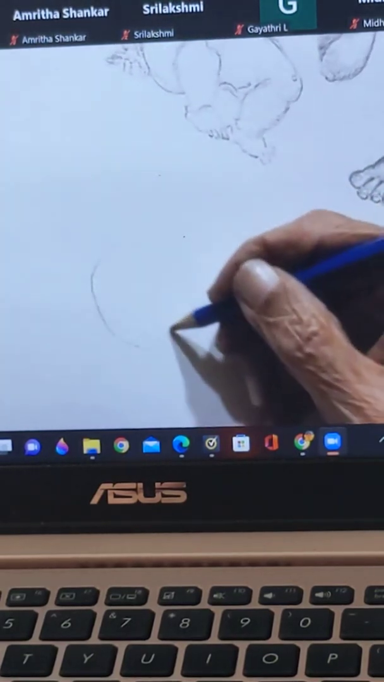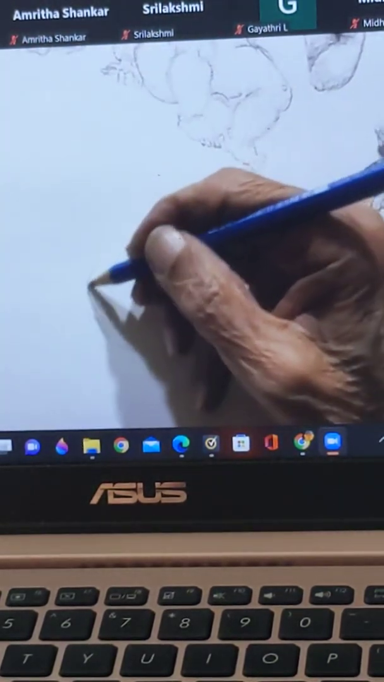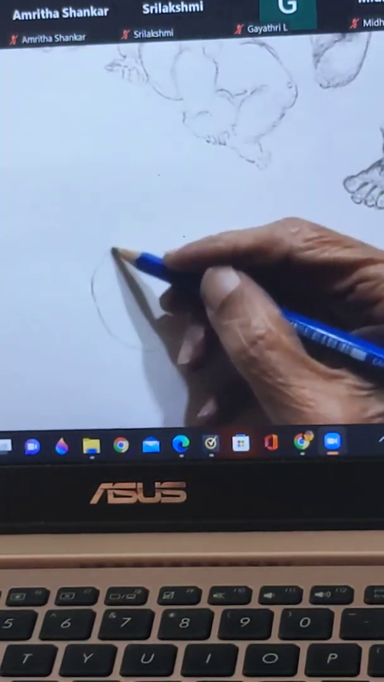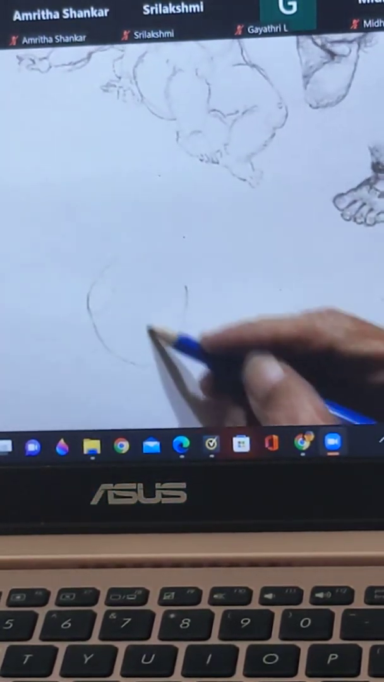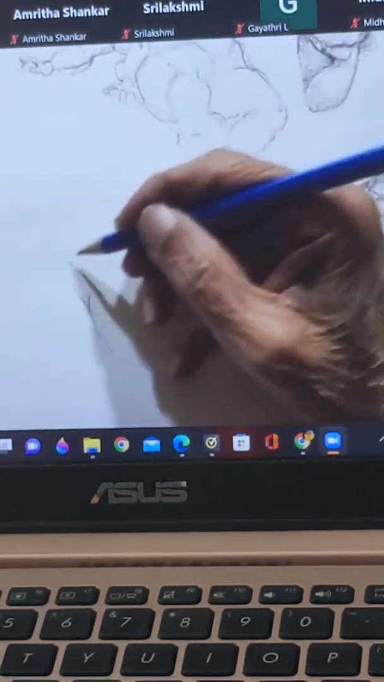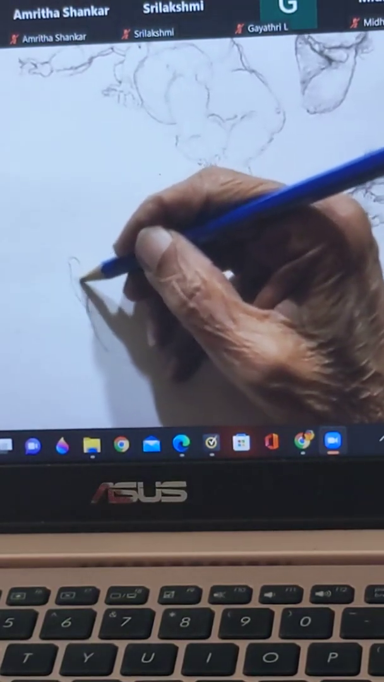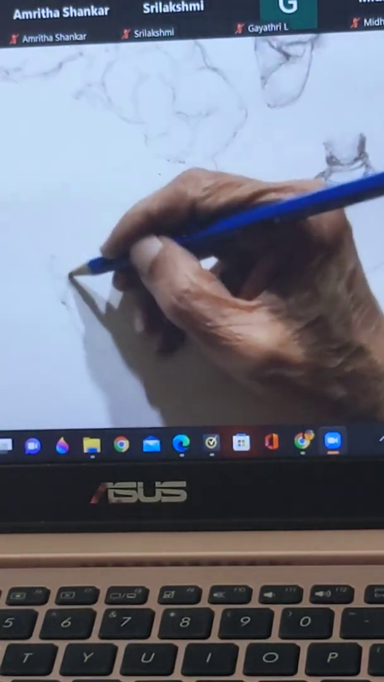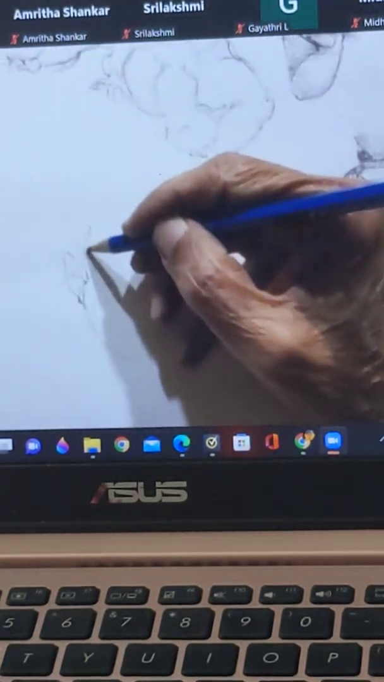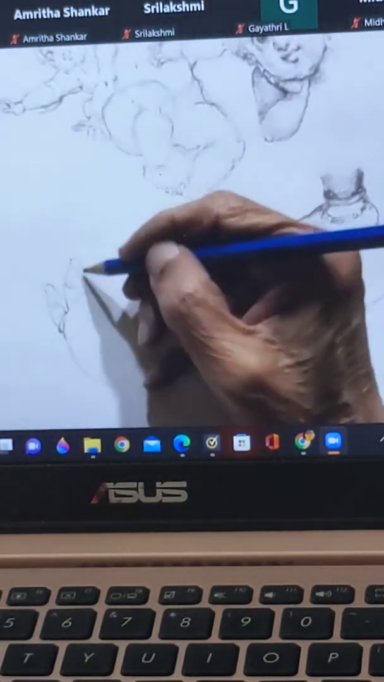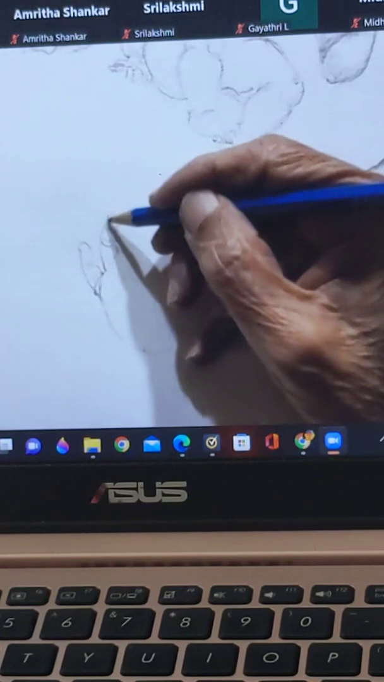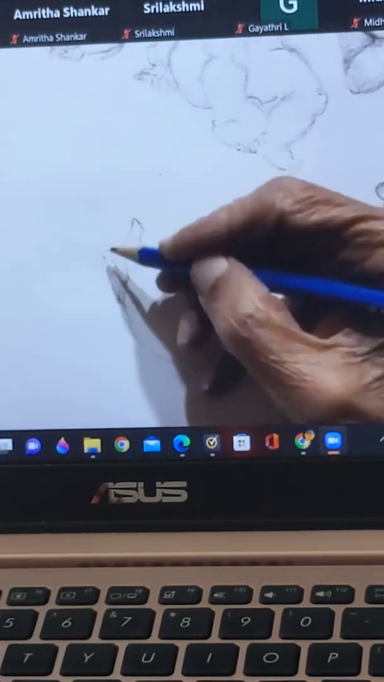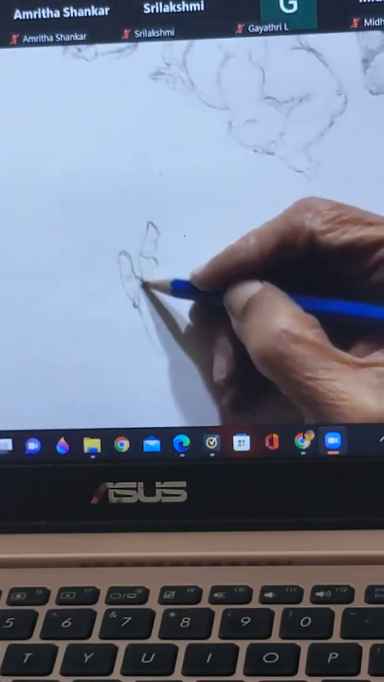So he's going to work on the hand, the palm. Kindly observe the key sketch before he begins. The fingers are round. This part of the fingers is rounder.